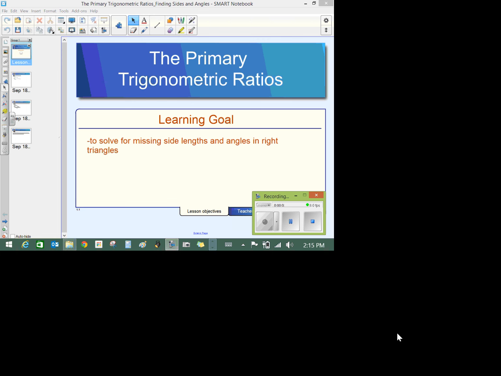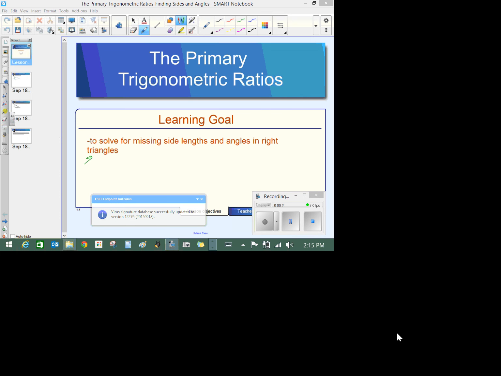Here is the screencast that follows our lesson today about the primary trigonometric ratios. So recall we learned about the definitions of sine, cosine, and the tangent ratios. So your goal at this point in time is to solve for missing side lengths and angles in right triangles. So let's give that a go with a few examples.